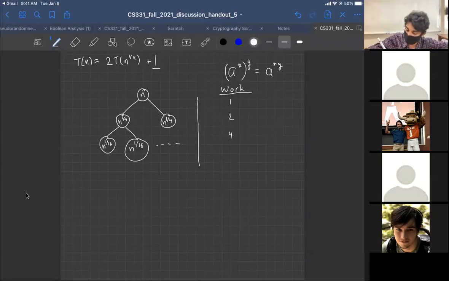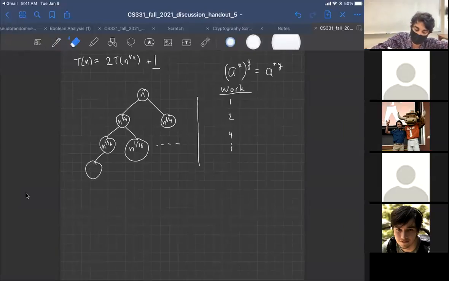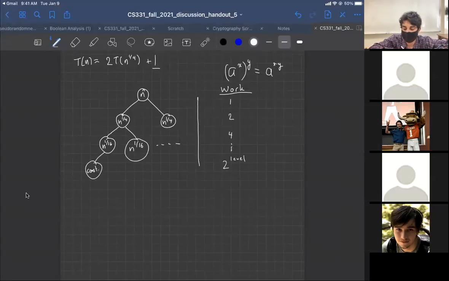So we do 1, 2, 4, and then we reach the bottom where we have some constant. Actually, it can't ever be 1, so some constant here, okay? And then we have 2 to whatever level this is. Let's say this is the 0th level, this is the 1st level, this is the 2nd level, and so on. Okay, so first we're going to show something here.